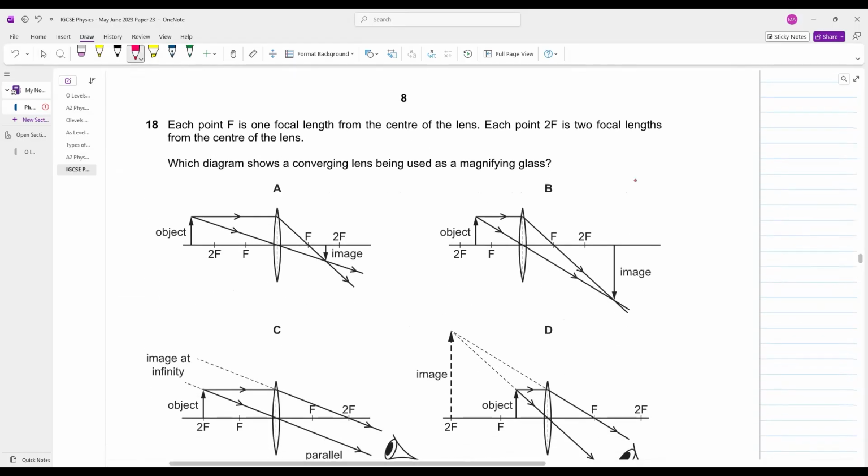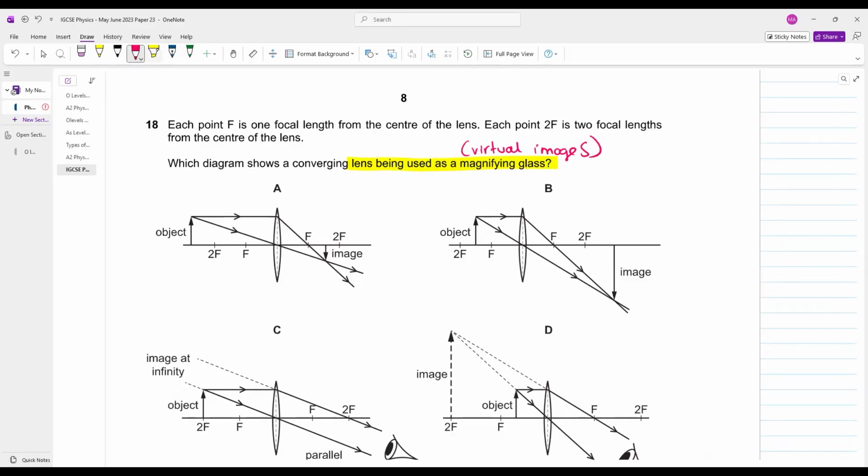Let's move ahead. Each point F is one focal length from the center of the lens. Each point 2F is two focal lengths from the center of the lens. Which diagram shows the converging lens being used as a magnifying glass? Always remember, a magnifying glass produces virtual images.